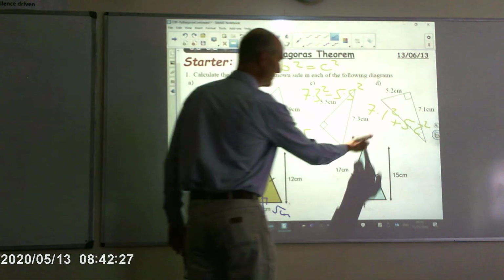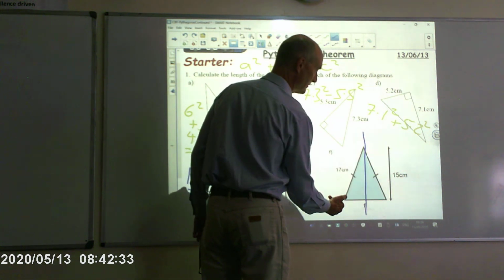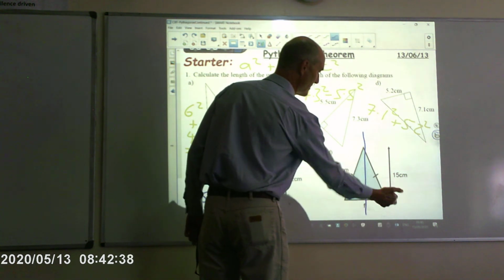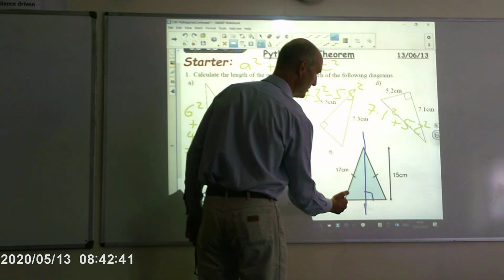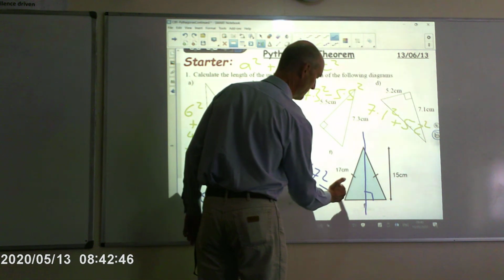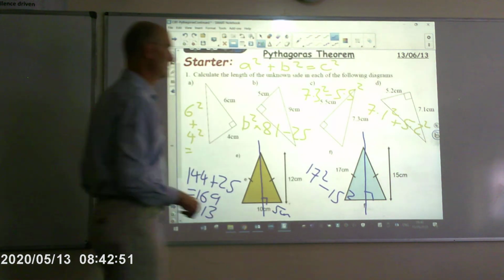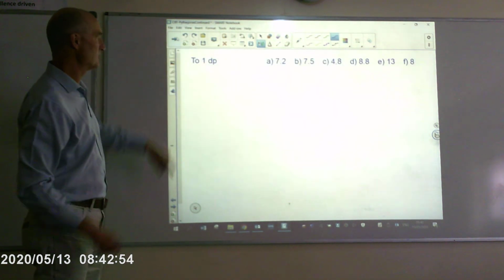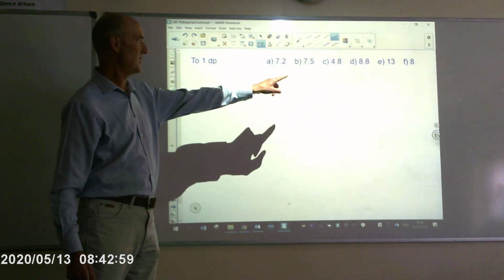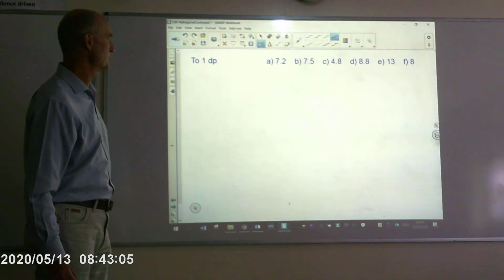Similarly here, we know that's 15. We don't know this little short side here. We know that's 17 there. That's our right angle triangle. So this time we've got to do 17 squared, take away 15 squared, and that will give us our short side. So our actual solutions, if we go through to them, 7.2, 7.5, 4.8, 8.8, 13 and 8. They're our solutions to those examples that I've given you in your starter.